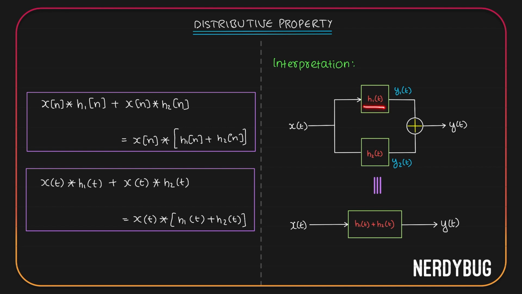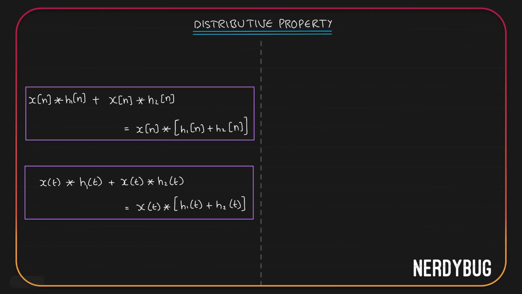Let's say you have a system with impulse response h1 of t and a system with impulse response h2 of t. You're giving the same input x of t into both of them. The first one gives an output y1 of t and the second one gives an output y2 of t. We are adding them together and we get y of t. According to distributive property, this is the same as taking a system whose impulse response is the sum of impulse responses of those systems and giving the same input. You will get the same output y of t. Now let us prove it.